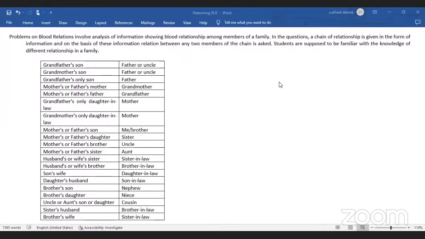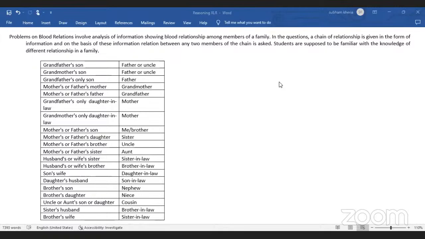Okay, guys. So let's see now. The first one is grandfather's son. Normally there are two things. Okay, paternal and maternal. Paternal matlab papa's side. Maternal means mama's side. Okay, but in majority of the questions, they don't give you paternal. They just give you grandfather. For example, if they have given you grandfather, assume it to be paternal.